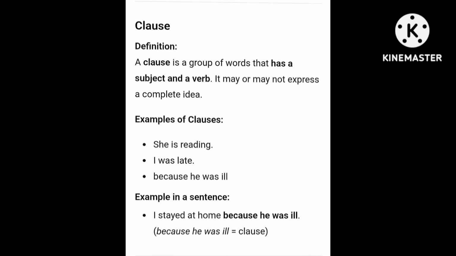Clause. Definition. A clause is a group of words that has a subject and a verb. It may or may not express a complete idea. Examples of clauses: she is reading. I was late. Because he was ill. Example in a sentence: I stayed at home because he was ill. Because he was ill equals clause.